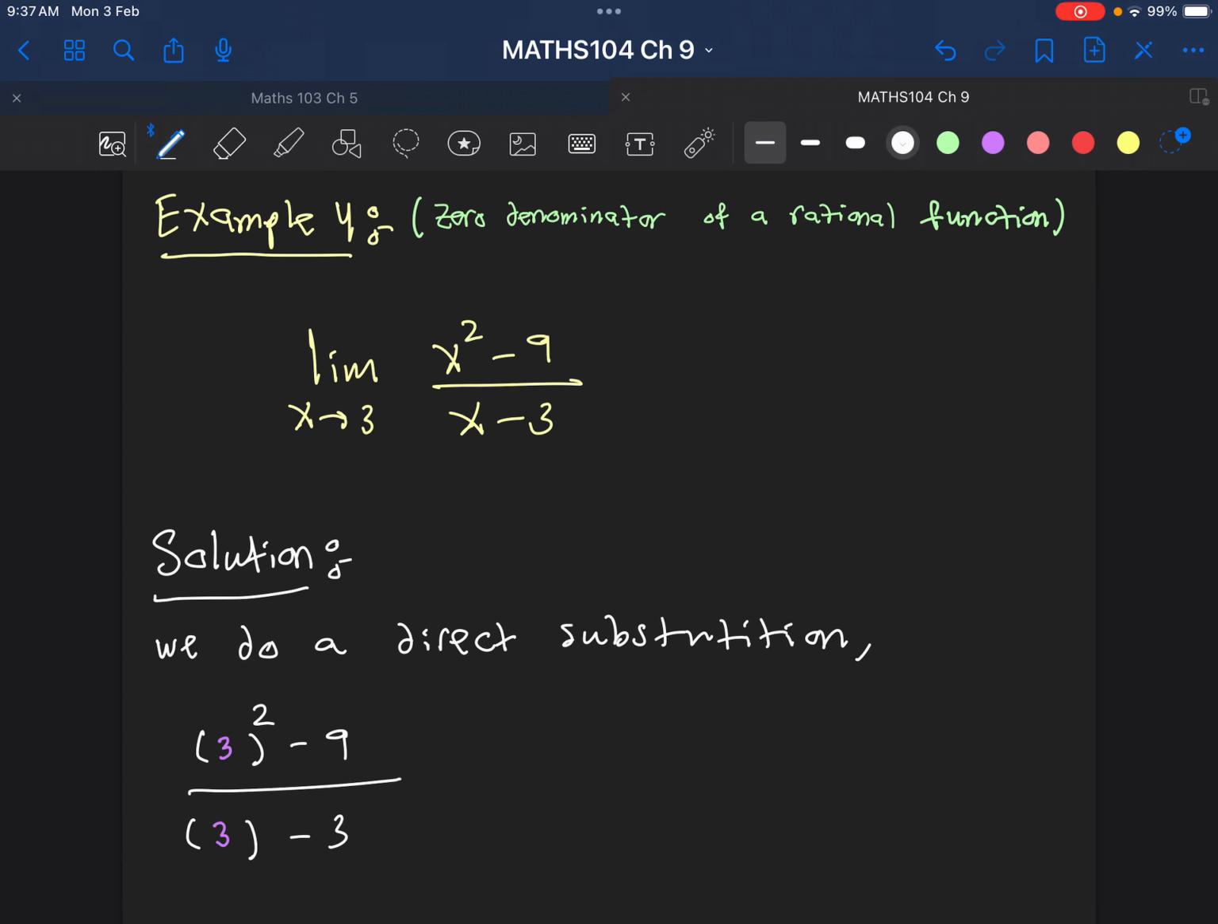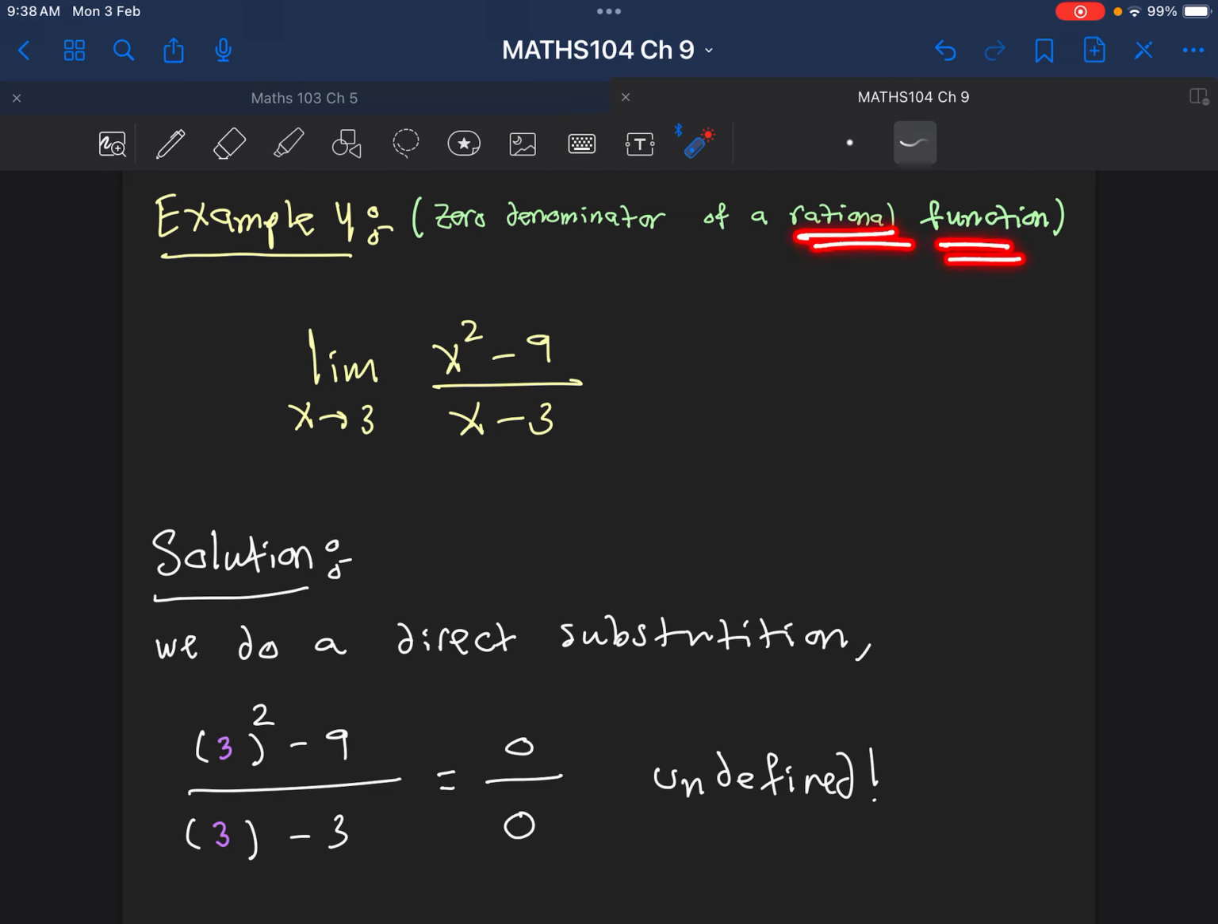Now find this in your calculator. What you will get in the top is 0. What you will get in the denominator is 0. And this is undefined. That means we need to do something in order to find this limit. There is something that has to be cancelled from the numerator and the denominator because we have a rational function. Keep in mind, that's the first thing we try.